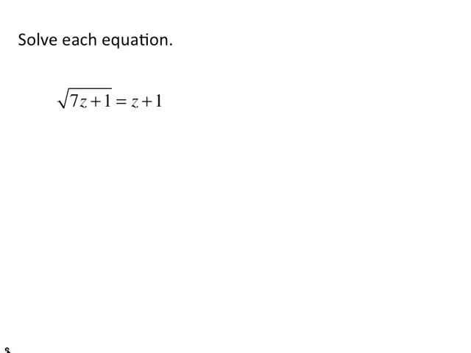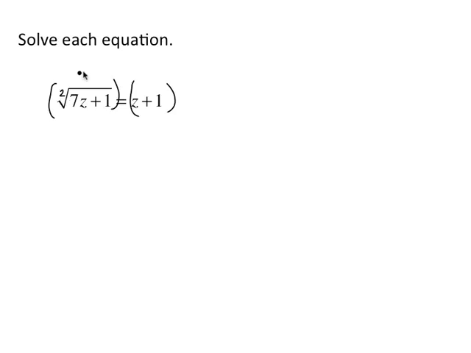Solve each equation. The first step in solving an equation involving a radical is to isolate the radical. In this equation, it's already done for us. The second step is to apply the power rule, which means that we're going to raise both sides to the same power as your index.